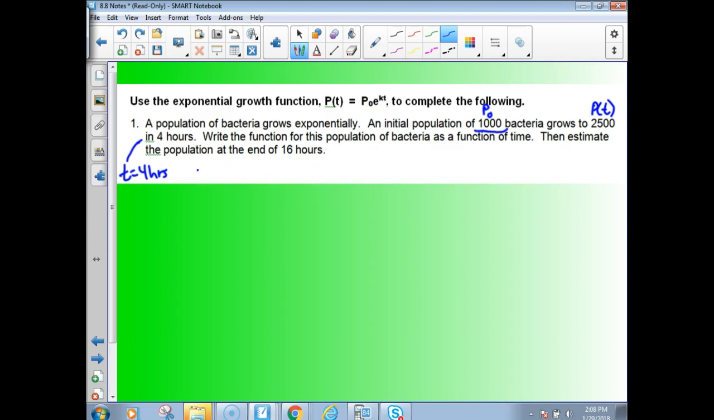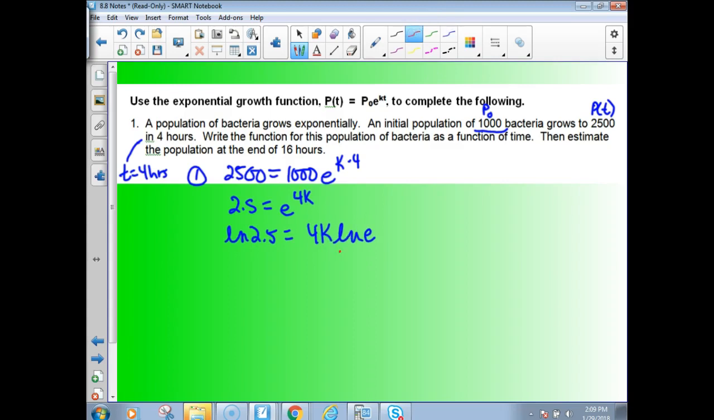So we have the 2 steps. Step 1 is to find your K value. And that's by using the situation of those 2 different values. So we got 2,500 is equal to 1,000 times e to the K, and we know how long it took for that particular growth rate, 4 hours. We're going to divide by 1,000. That's going to give us 2.5 equals e to the 4K. We're going to take the natural log of both sides, bring that exponent of 4K out front. Remember that the natural log of e is 1. So we just have to take the natural log of 2.5 and divide it by 4 to get our K.